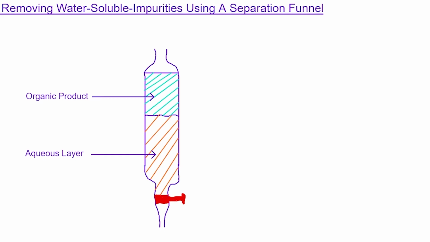After this, you can simply open the tap and allow one layer to run off into a flask, while you let the other layer run off into a different flask. Keep in mind that some traces of water will run off into your organic layer too, and that's completely okay. Most of the water-soluble impurities will be taken away when you decant your aqueous layer off.